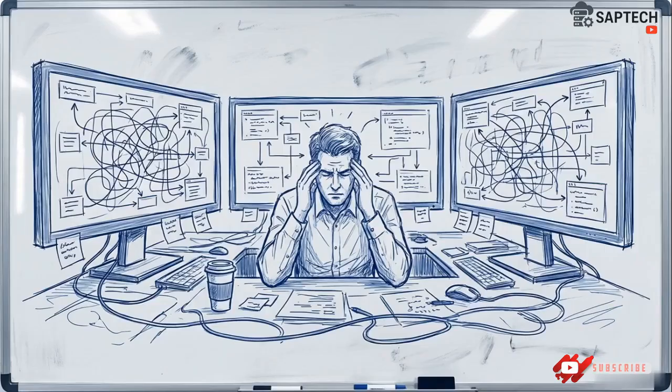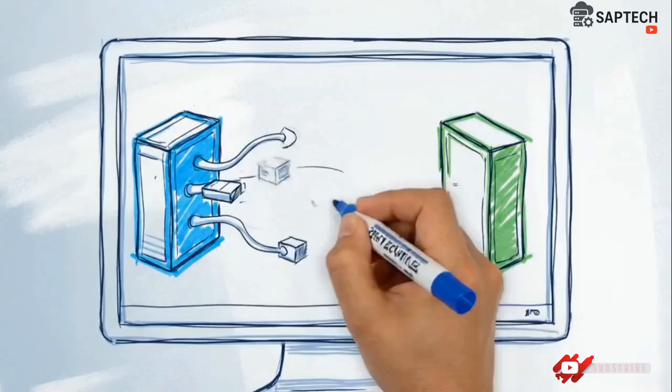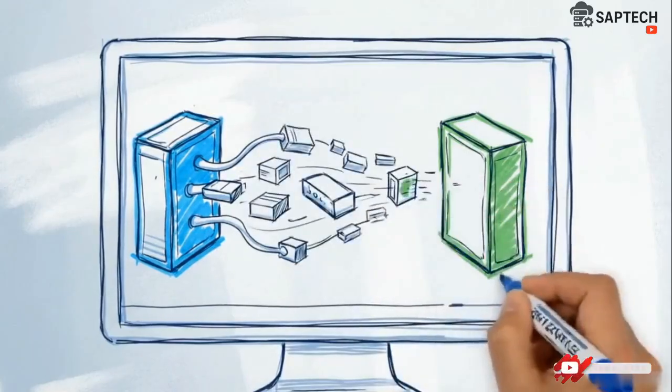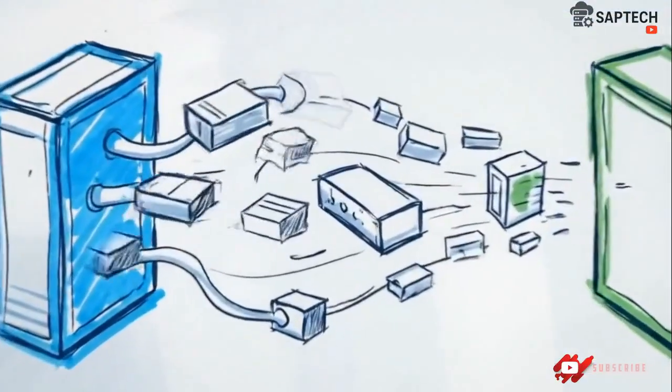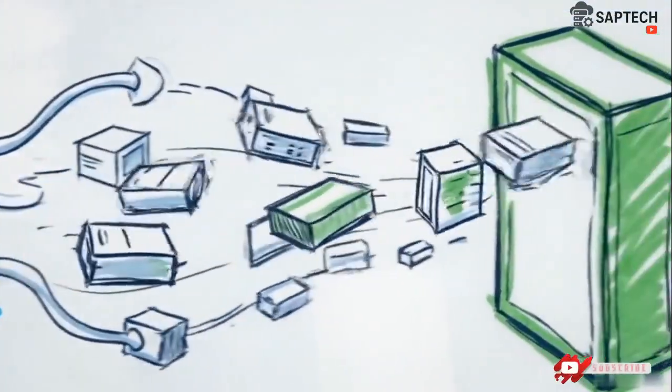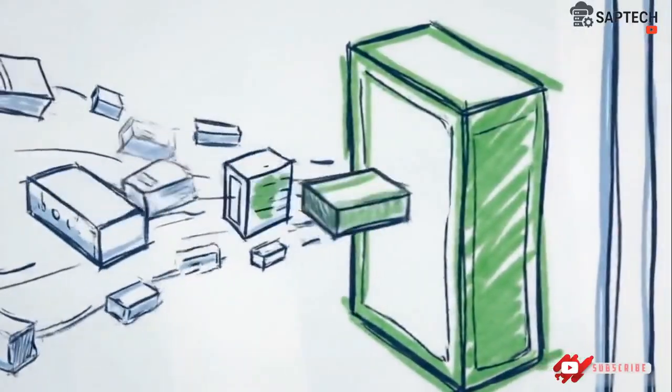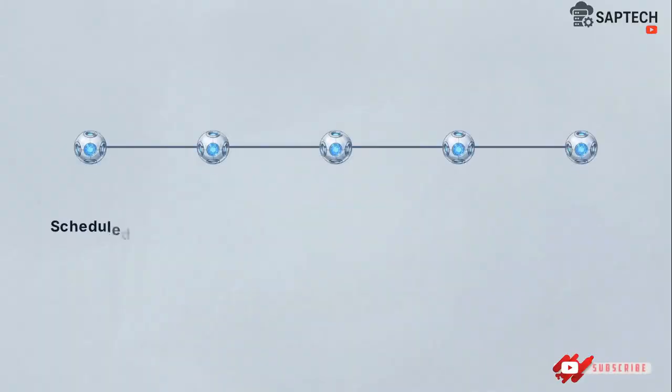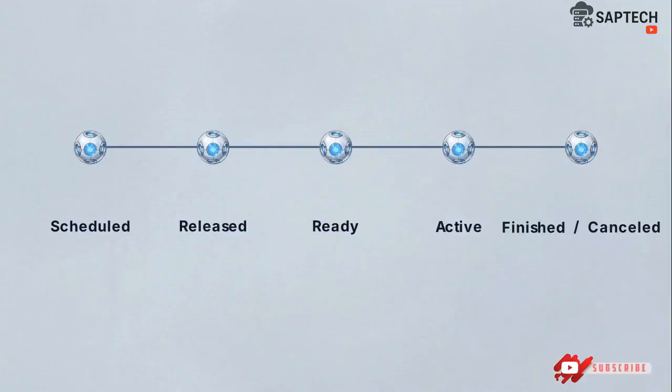The traditional basis workflow relies heavily on background jobs utilizing BGD work processes. BGD refers to background processes that execute non-interactive business tasks like order to cash or procure to pay without requiring direct user input. This graphic shows the traditional, highly reactive 5-step job lifecycle. A job is scheduled, released, ready, active, and finally finished or canceled.